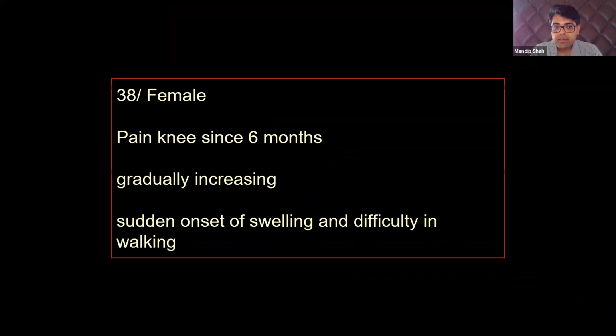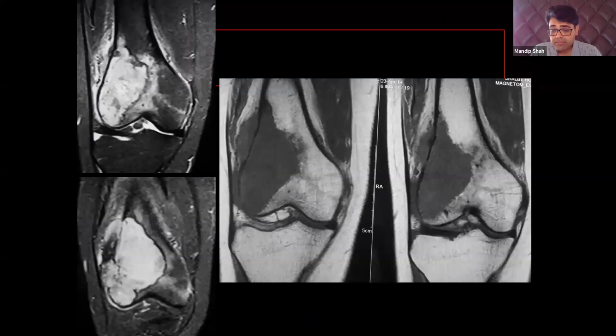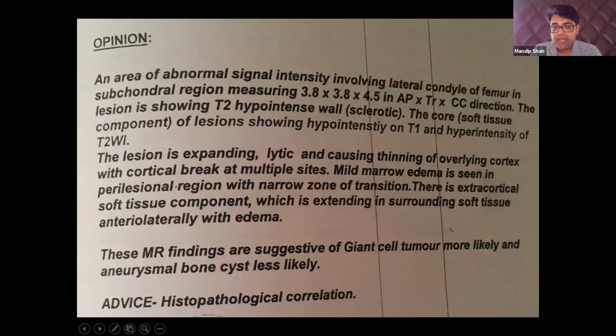Another case: a 38-year-old female presented with knee pain, and the X-ray showed this kind of a lytic expansile lesion, pretty good looking lesion with a narrow zone of transition, lytic expansile in the epiphyseal joint subarticular area. So anybody would think of this to be a giant cell tumor. However, the MRI was showing a lot of concerning features which were ignored by the radiologist. He reported this as giant cell tumor, more likely than ABC. He didn't even think of sarcoma as one of the possibilities.